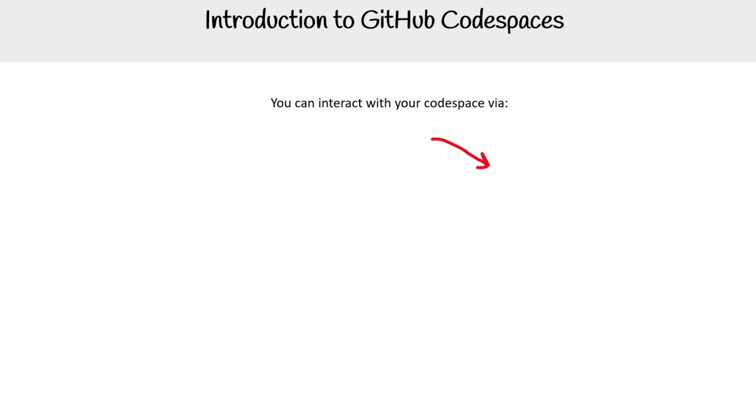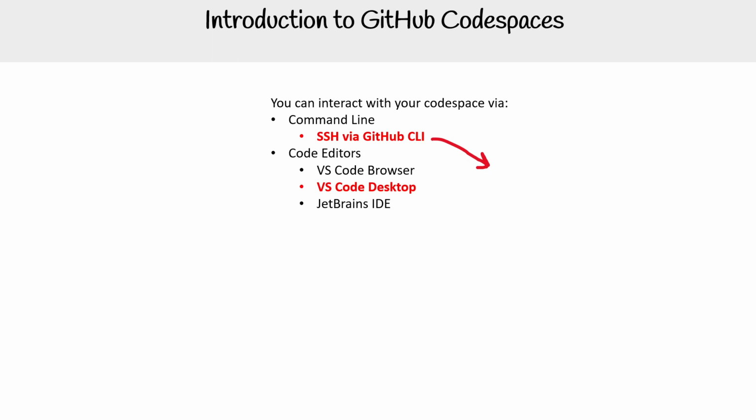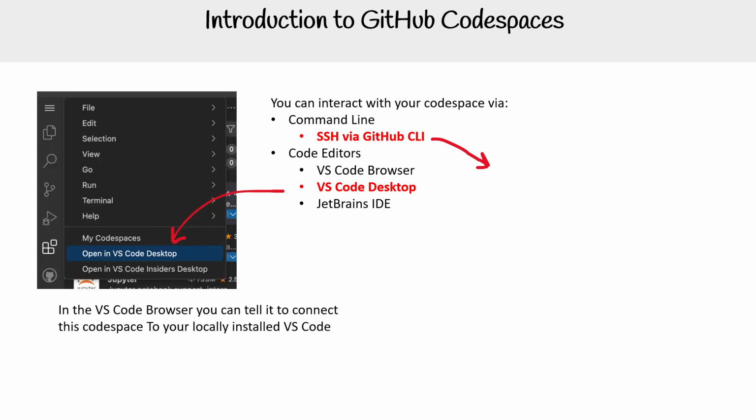So you can interact with Codespaces in multiple ways. We have SSH via the GitHub CLI. You have code editors such as VS Code in the browser, the desktop, or a JetBrains IDE. For the desktop, you can open it up from the browser by going to Open in VS Code Desktop. It does give you a bit more flexibility than the browser because there could be extensions that only work locally, and you get a better experience there.